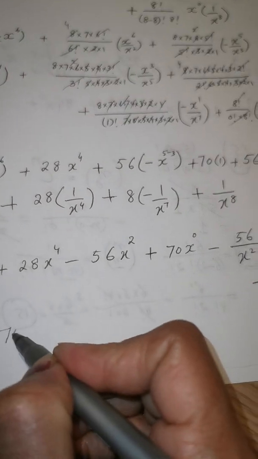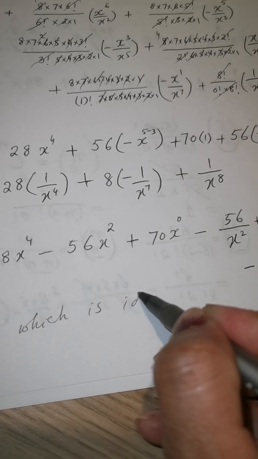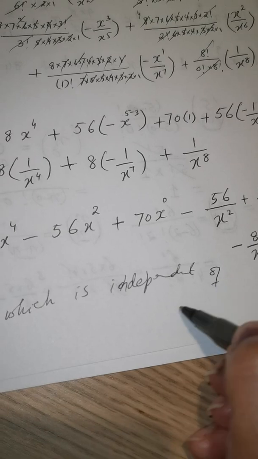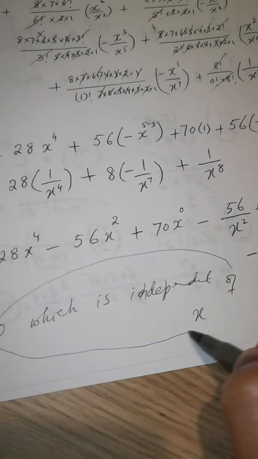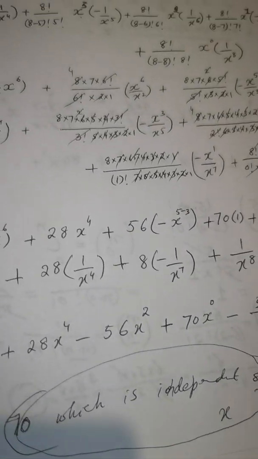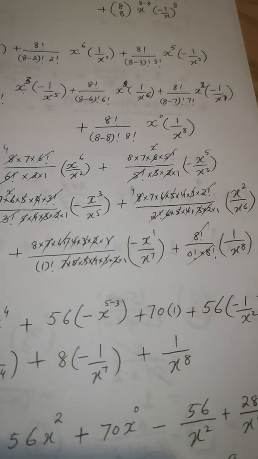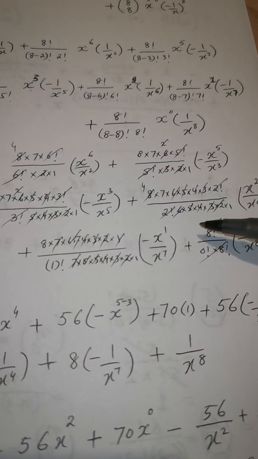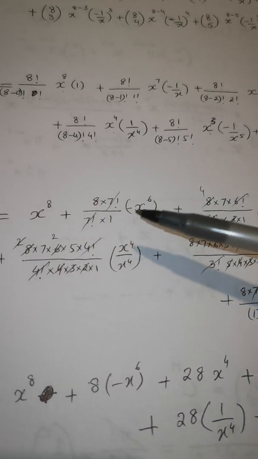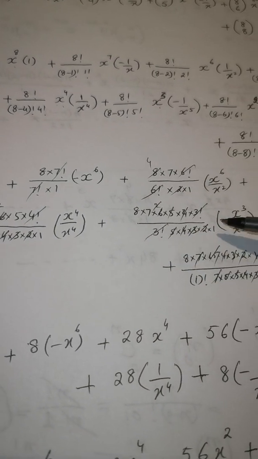This is the term which is independent of x. So this will be our answer, 70, right? I think you can easily understand. I have just done the simplification for you, and I have told you, don't miss any of the signs, the minus sign, because it's very important.